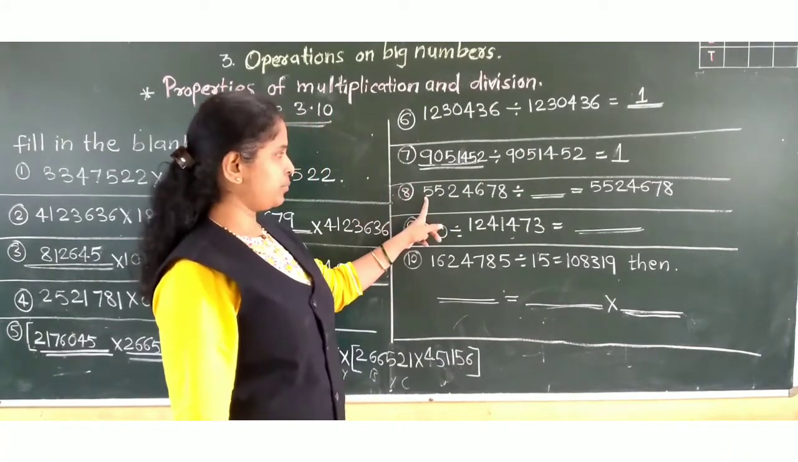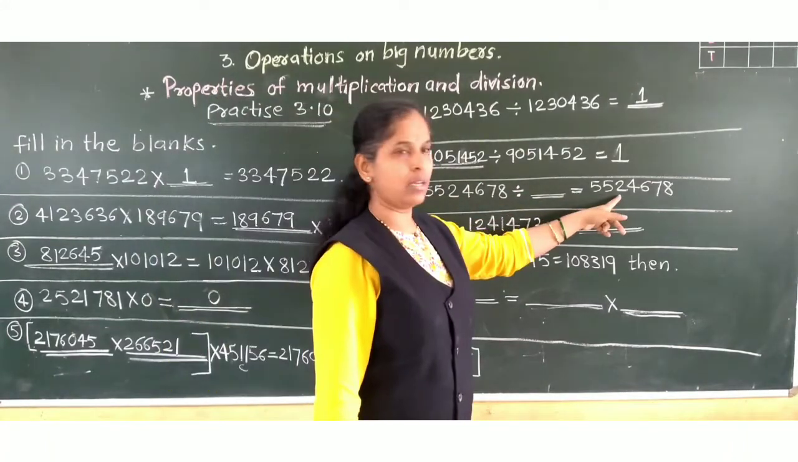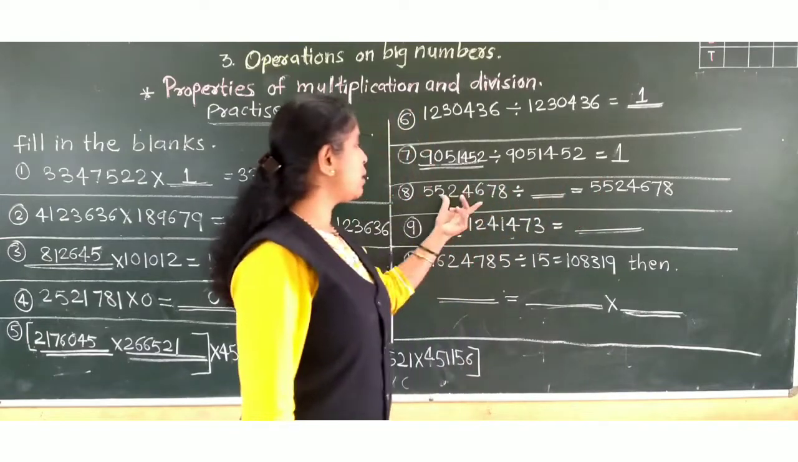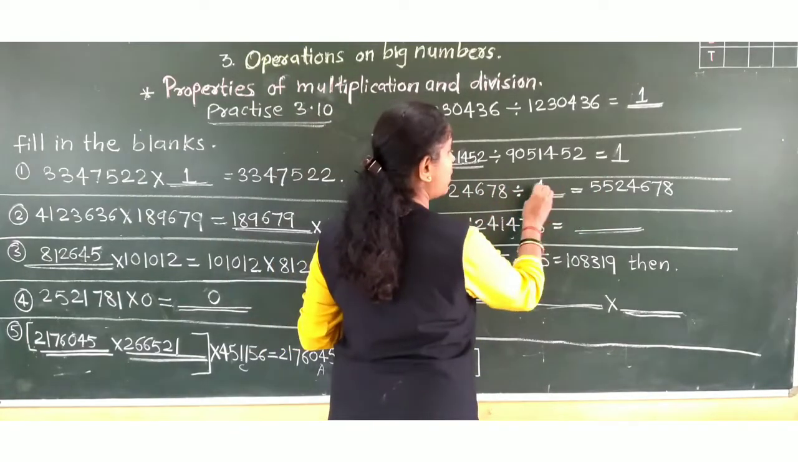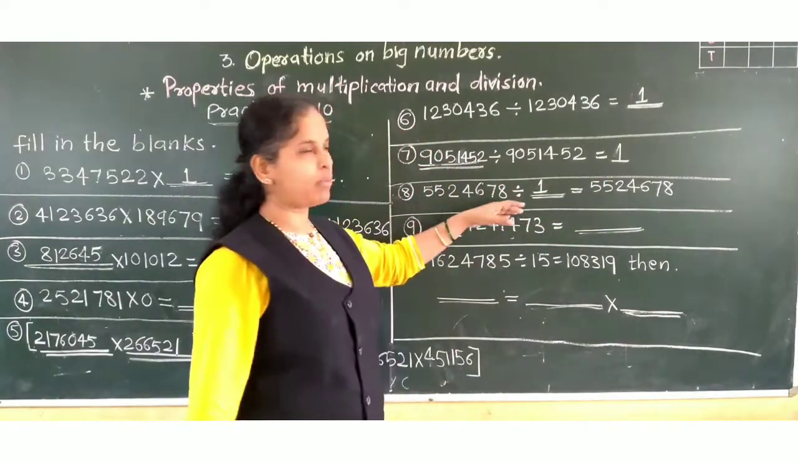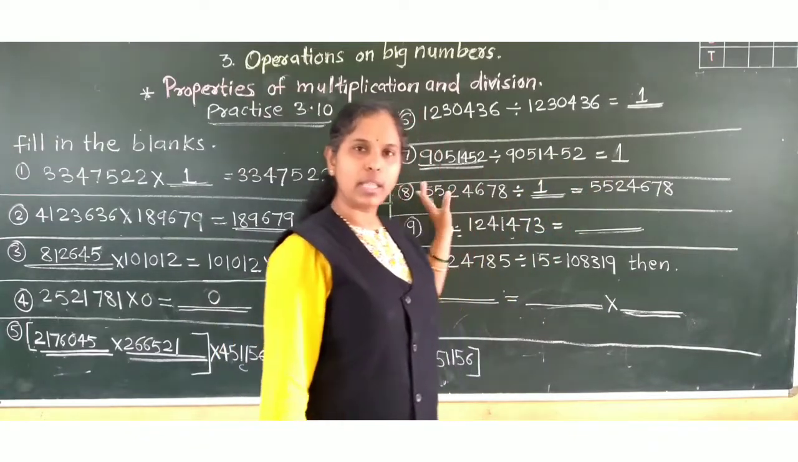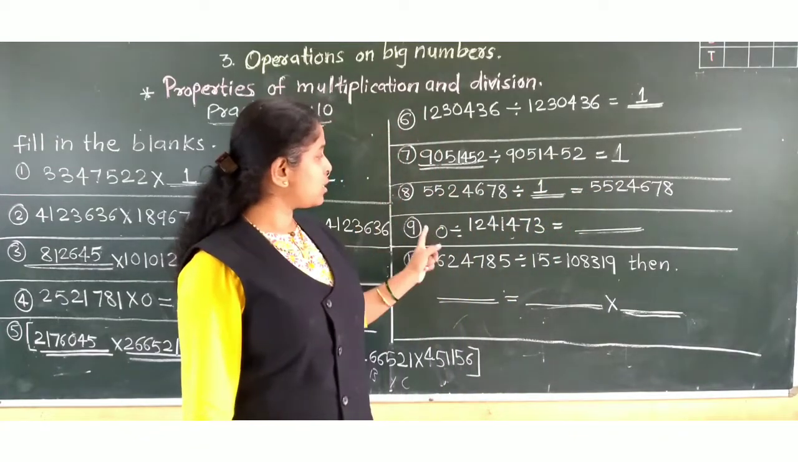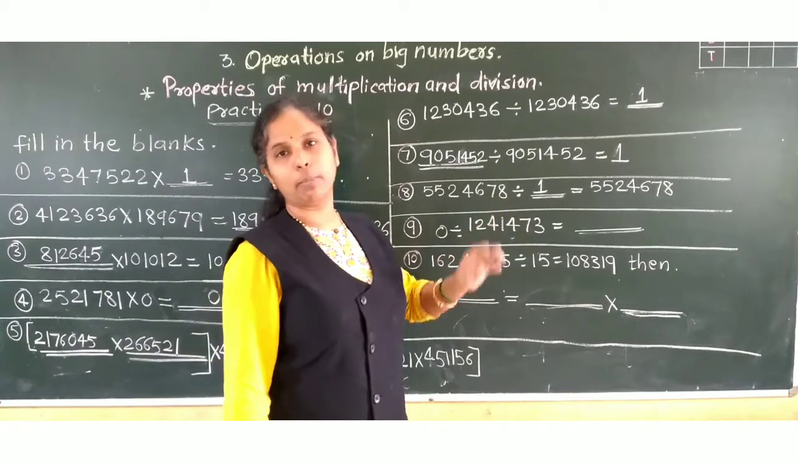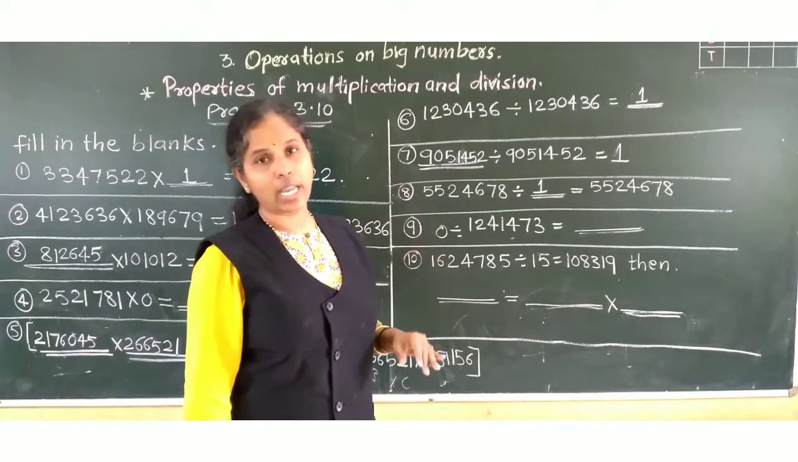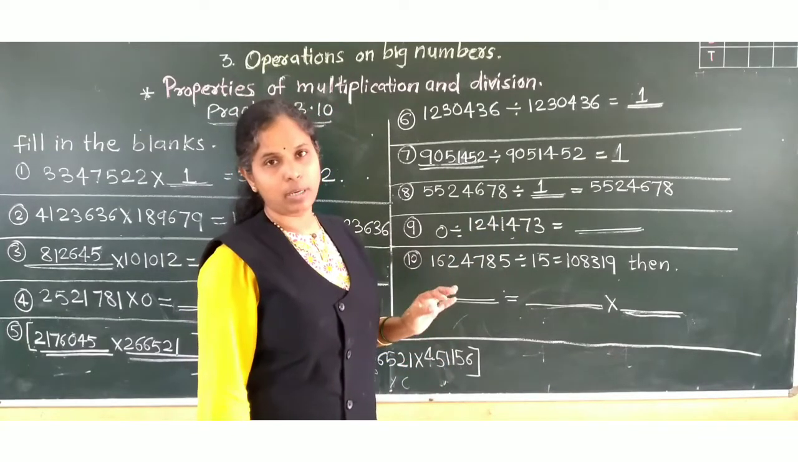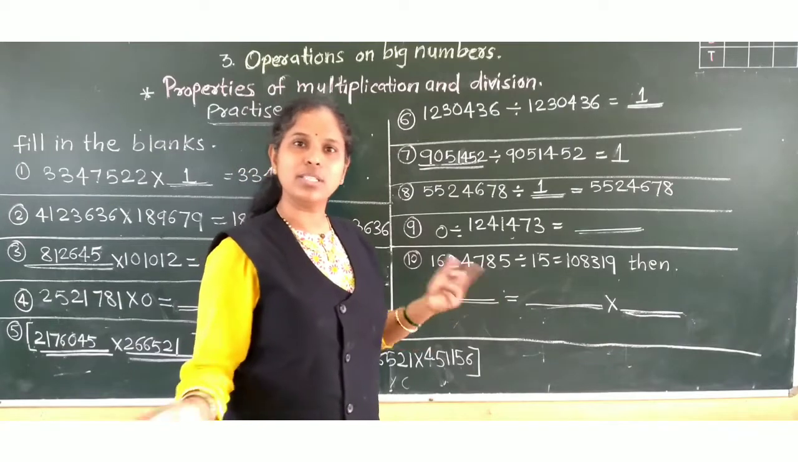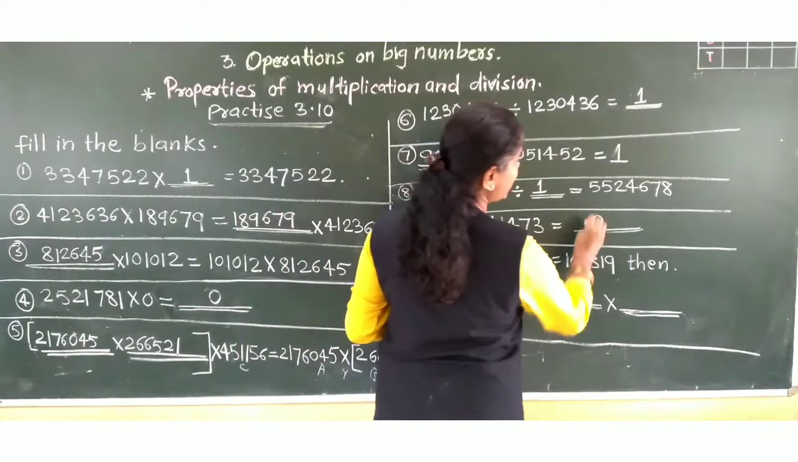Now, here see. The same answer is here. That means this number is divided by 1. When we divide any number by 1, we get the answer as the number itself. Now next, 0 divided by this number. 0 we can divide by any number, but the answer we get is 0 only, according to the property.